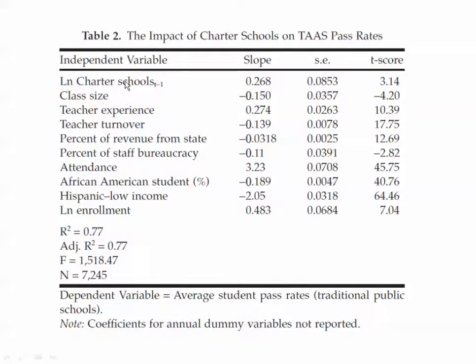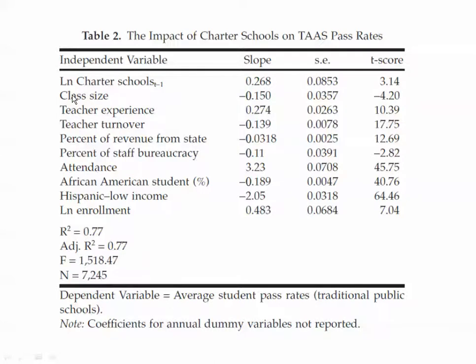Now they're taking the natural log of charter schools, and that's a technicality. We don't have to get into it. It has to do with the fact that the distribution is probably skewed, and the natural log helps with the regression analysis. Now, all these other variables, class size, teacher experience, teacher turnover, percent of revenue from the state, percent of staff bureaucracy, attendance, and then these demographic variables, African American students, Hispanic students, and enrollment, are all characteristics that the researchers want to control or hold constant or eliminate the influence of, so that they can get a better estimate of the causal effect of charter schools on pass rates. And the causal effect is then represented by this slope. And over here we have the statistical significance of that slope.